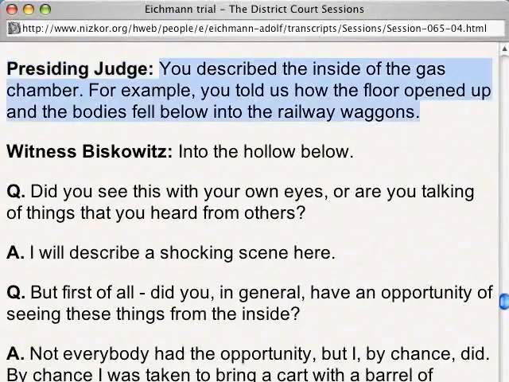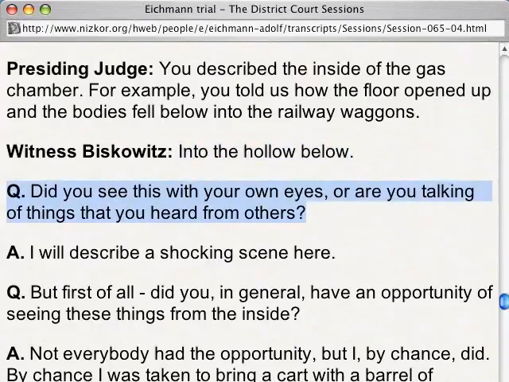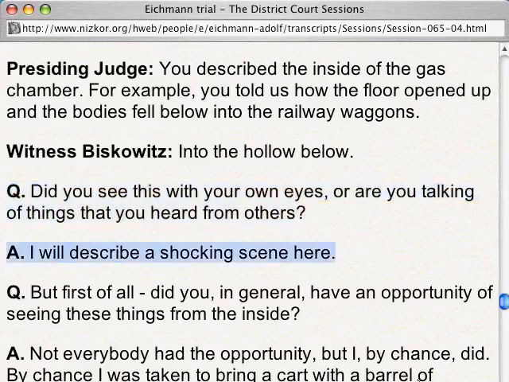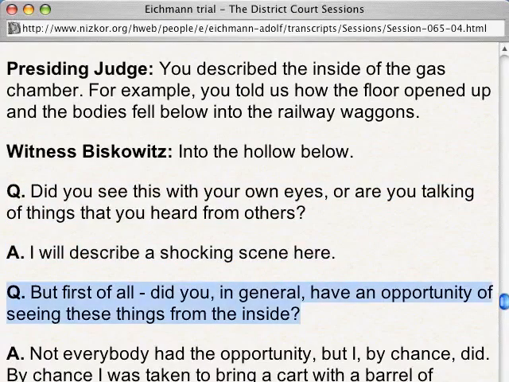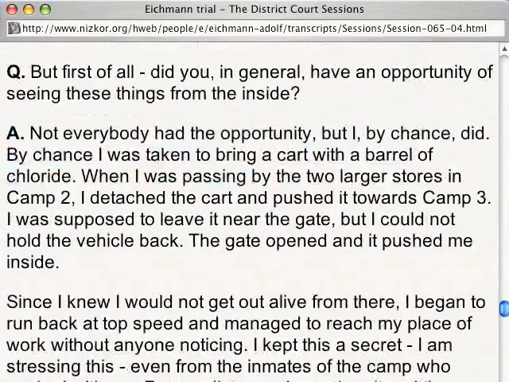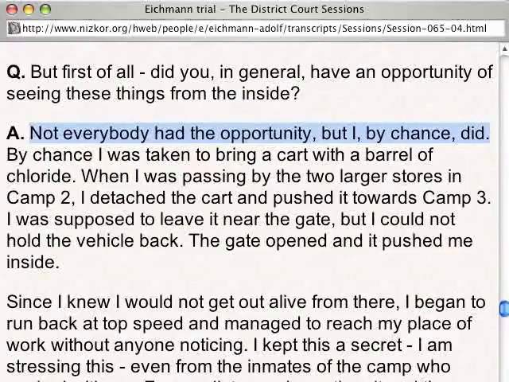The judge asks, "You described the inside of the gas chamber. For example, you told us how the floor opened up and the bodies fell below into the railway wagons, into the hollow below. Did you see this with your own eyes, or are you talking of things that you heard from others? I will describe a shocking scene here, but first of all, did you, in general, have an opportunity of seeing these things from the inside?" Not everybody had the opportunity, but I, by chance, did.